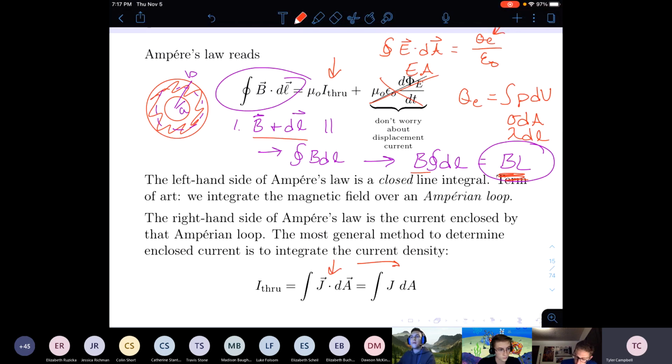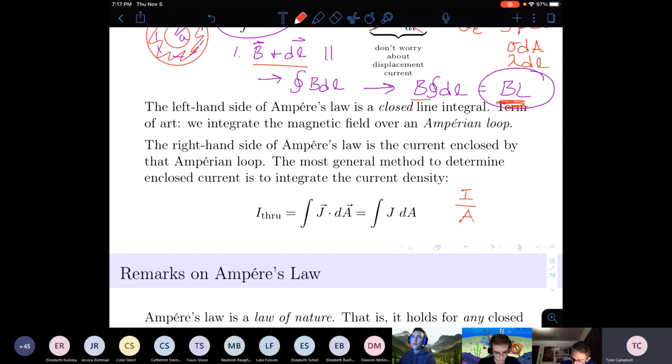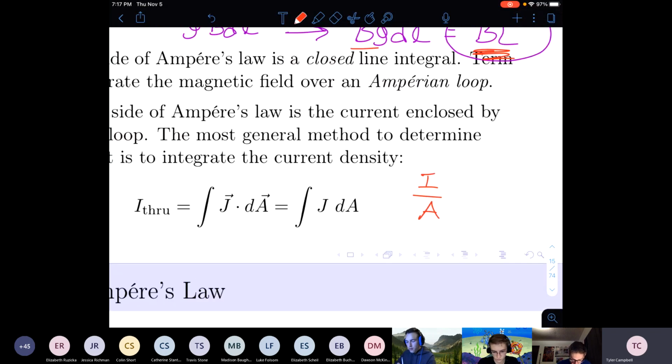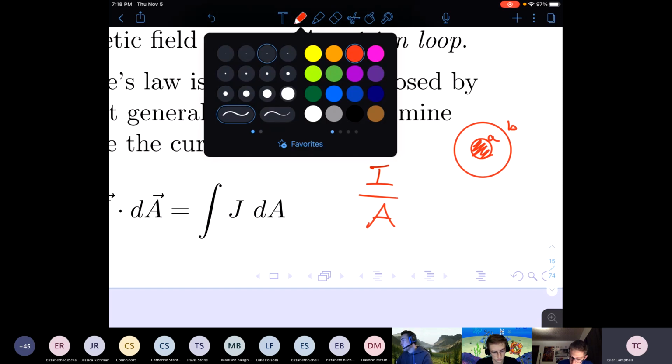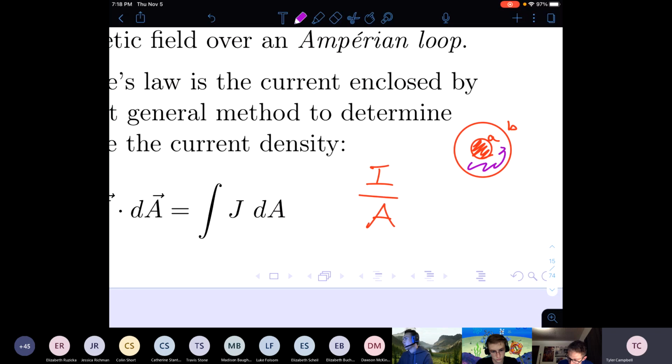But J, like I said before, is our current density. So that would be current over the area that it flows through. This can look different for different types of wires. So if I just had a wire with current flowing through the center, let's say that radius was a and the outer one was b, for example, and I just had empty space between them, just nothing there.